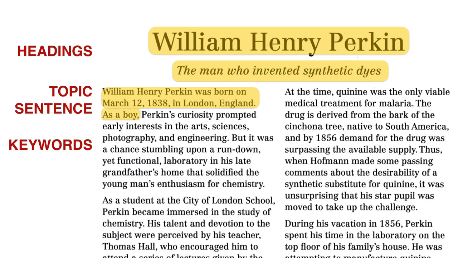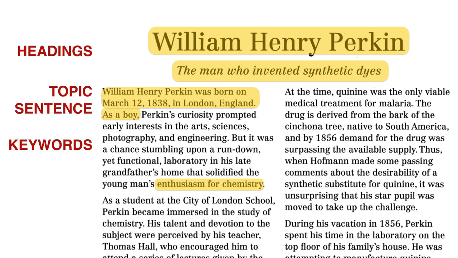So this says, as a boy. Let's have a quick look through. Chance, stumbling upon, laboratory, enthusiasm for chemistry. I think that's important. So you have to have a guess as to what you think is important. So I know now that this first paragraph is about William Henry Perkin. It's about his early life as a boy and that he was enthusiastic about chemistry.